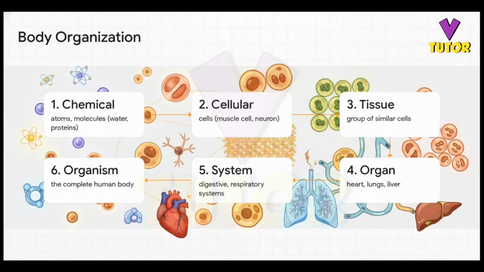Think of it like you're building a house. You start at the chemical level with your raw materials, atoms and molecules. These come together to form your bricks, which is the cellular level. Then you group those bricks together to build walls, and that's the tissue level. Those walls form a room with a specific job, like a kitchen. That's your organ level. All the rooms working together make a functional house, the system level. And finally, you've got the whole shebang, the complete home, the organism level. It is an absolutely incredible journey from a single atom to a whole person.